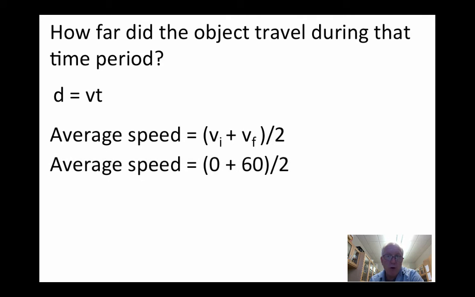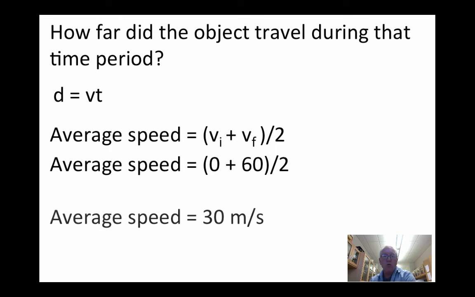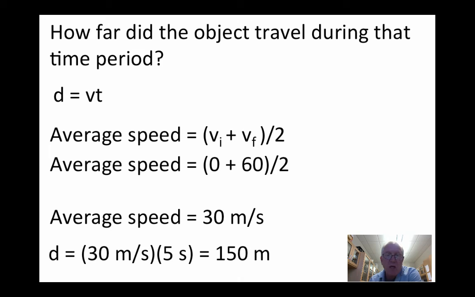So for our problem that we just discussed, the average speed is the initial speed 0 plus the final speed 60 divided by 2. Of course, then the average speed would be 30 meters per second, and now we can get an idea of the distance. Using the equation, d is equal to vt, where v, the average speed, is 30 meters per second, and the time is 5 seconds. Pretty good?